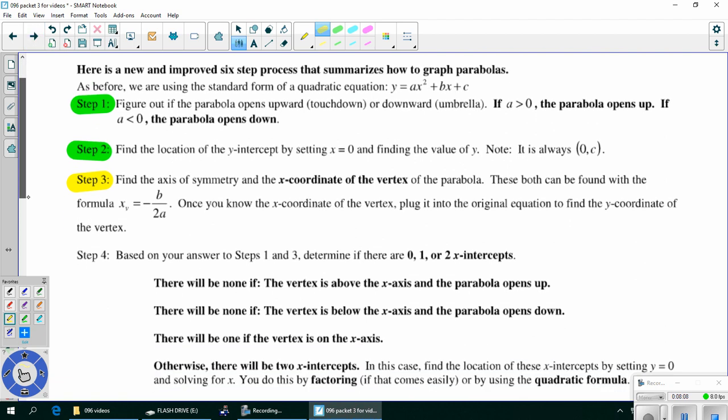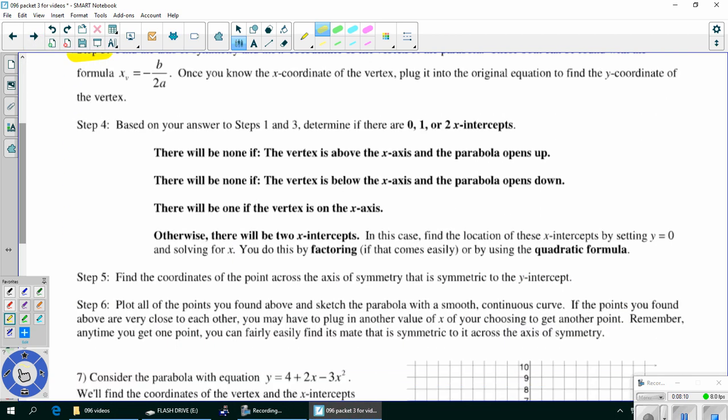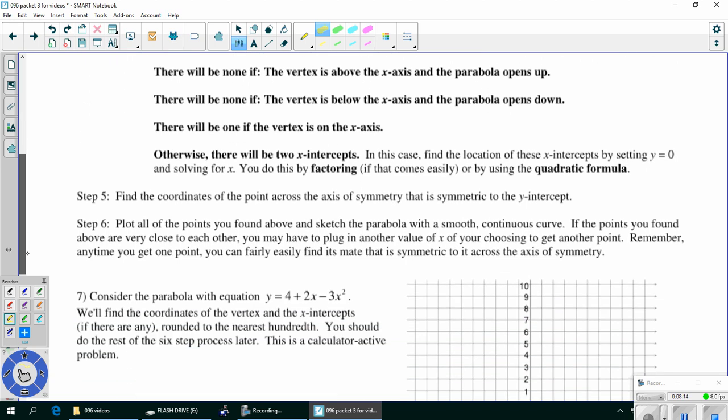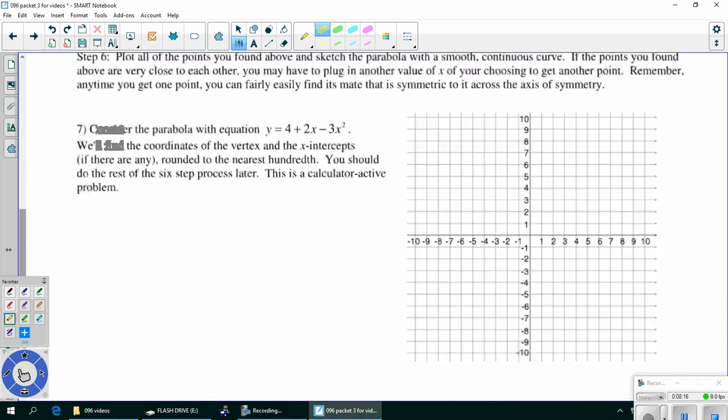All right, based on our answers to steps 1 and 3, we're supposed to determine if there are 0, 1, or 2 x-intercepts. I'm not going to read those cases just yet, but let's suppose that you have a parabola that opens down, and you can tell that right away by looking at the value of a. And suppose that you do this new vertex thing in step 3, and you find that the vertex is right here.